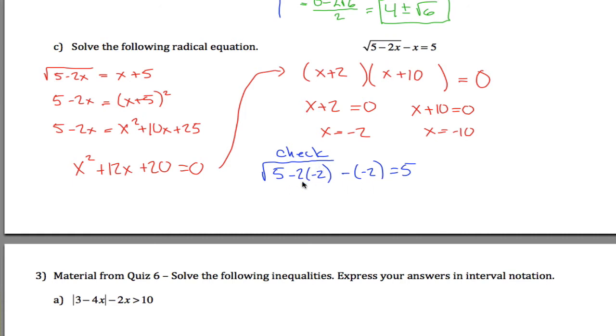Well, let's see, -2 times -2 is positive 4. 5 plus 4 is 9. The square root of 9 is 3. 3 plus 2, yep, that equals 5. Nice, it looks like this answer really works.